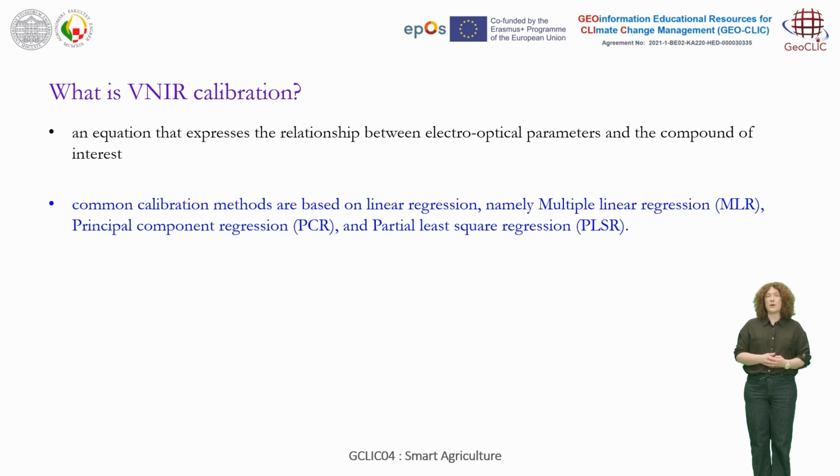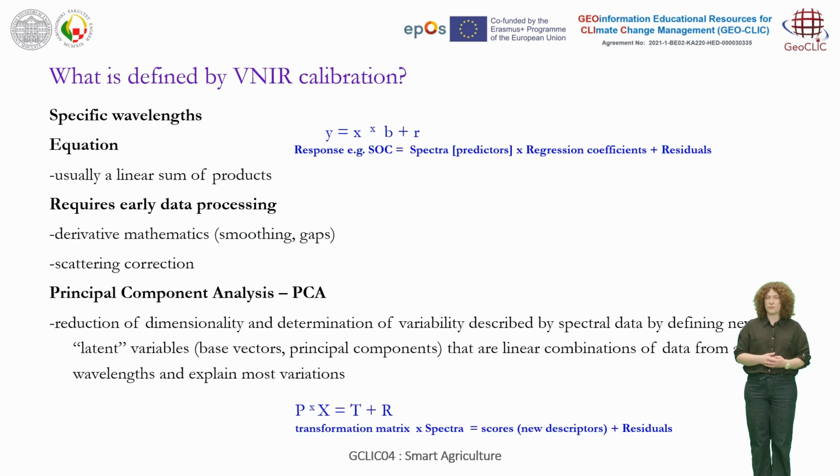Visible and near-infrared calibration is the equation that expresses the relationship between electro-optical parameters and the compound of interest. The most common calibration methods used are linear methods like multiple linear regression, principal component regression, and partial least square regression. There are also non-linear methods like artificial neural networks. Through the visible and near-infrared calibration, we can define specific wavelengths important for finding these relationships. The equation is usually a linear sum of products.